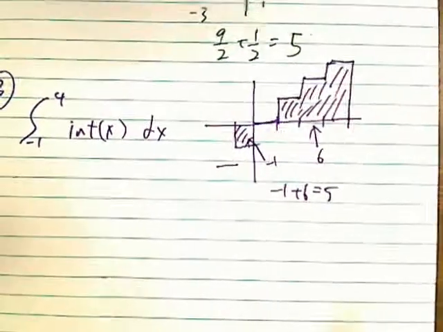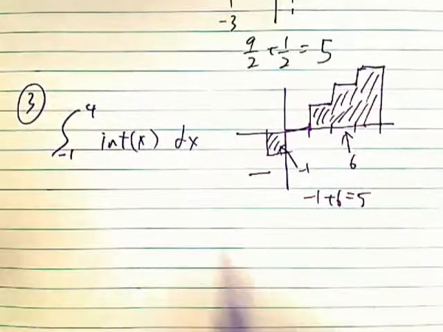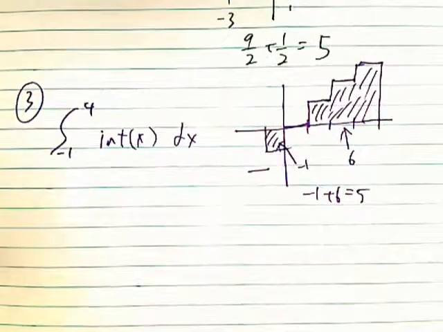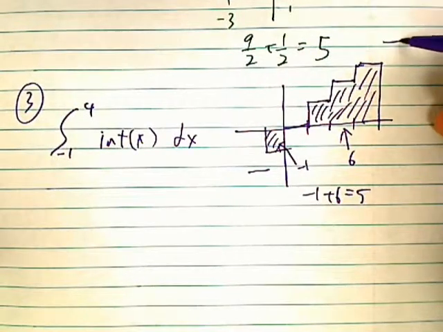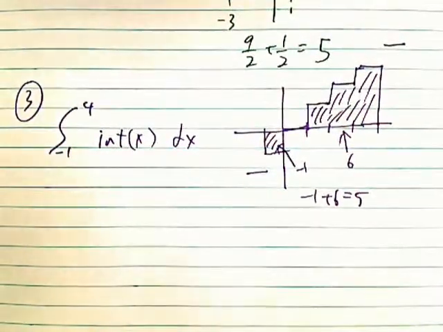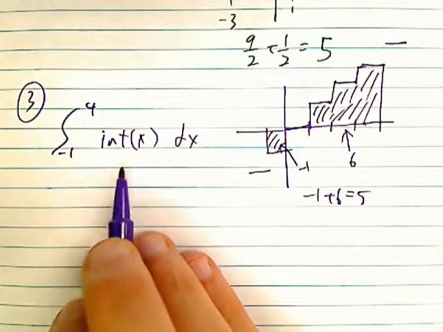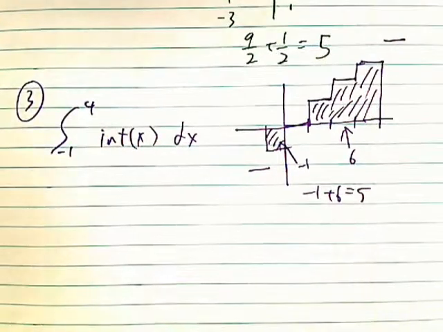So the point I wanted to get across to you is that when something is below the x-axis, it counts as a negative area. And I guess the graph will continue on up there. Let me draw another unit up there. Okay, so the integral between -1 and 4 of the greatest integer function is 5.